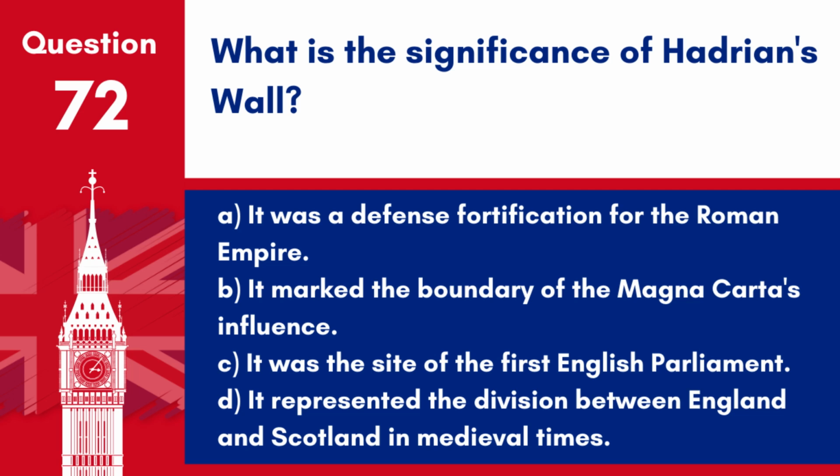A. It was a defense fortification for the Roman Empire. B. It marked the boundary of the Magna Carta's influence. C. It was the site of the first English Parliament. D. It represented the division between England and Scotland in medieval times. Answer: A. It was a defense fortification for the Roman Empire. Hadrian's Wall was built by the Romans to protect their colony in Britain from northern invaders.